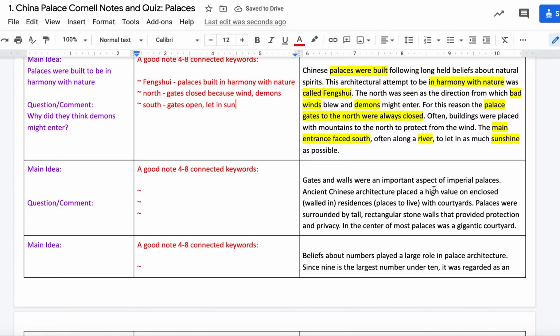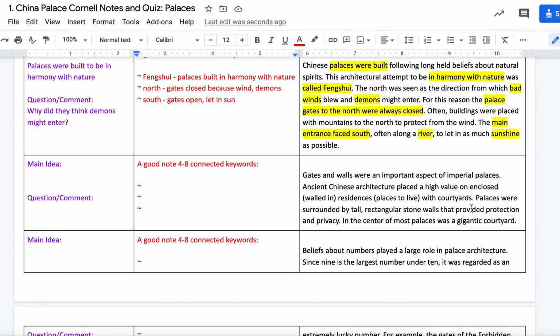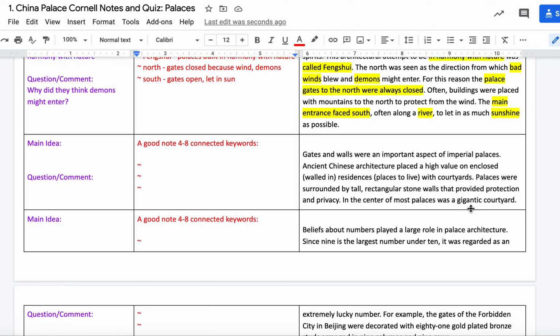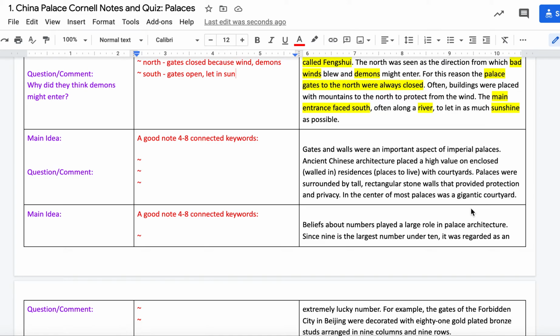Gates and walls were an important aspect of imperial palaces. Ancient Chinese architecture placed a high value on enclosed, which means walled-in residences, which are places to live, with courtyards. Palaces were surrounded by tall, rectangular stone walls that provided protection and privacy. In the center of most palaces was a gigantic courtyard.